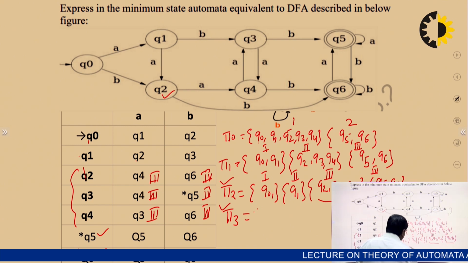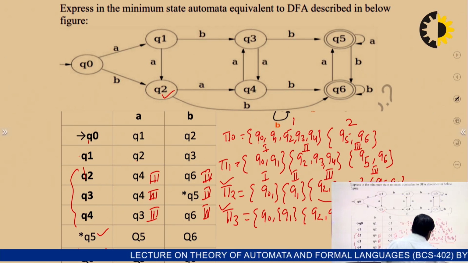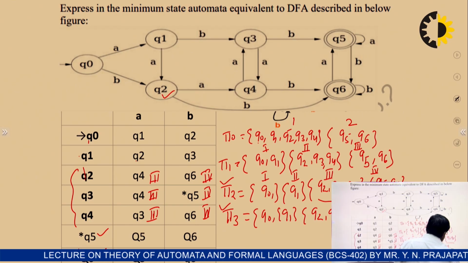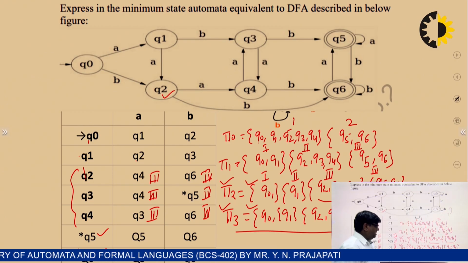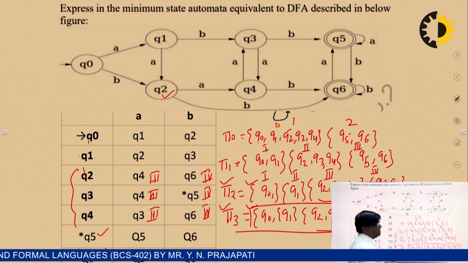Now, Q0, Q1, Q2, Q3, Q4 and now Q5 and Q6. These two states are similar. Now, this is your final answer.